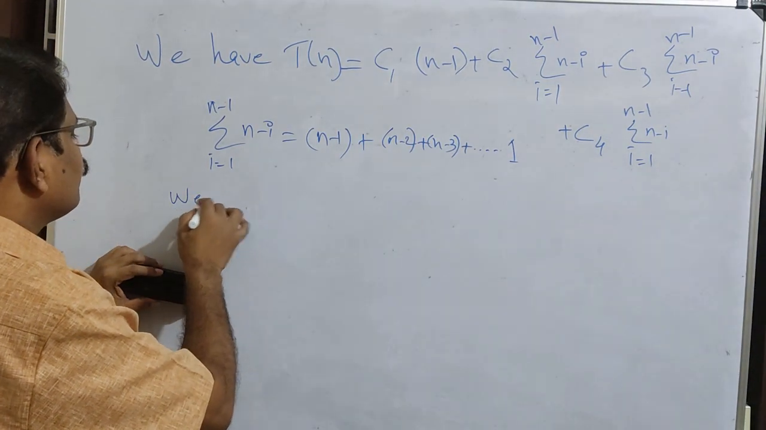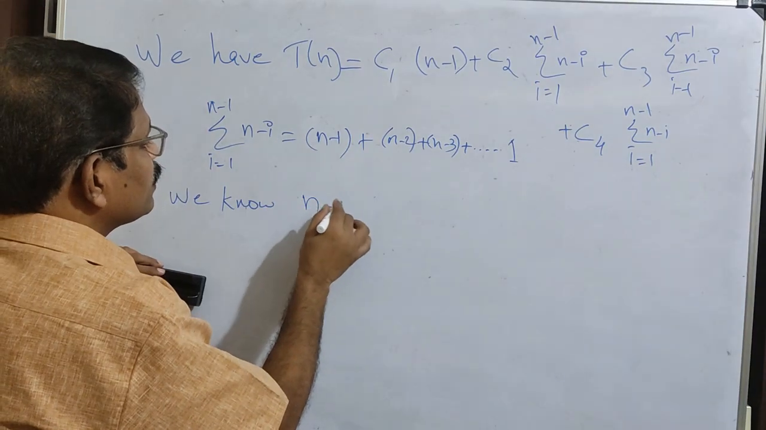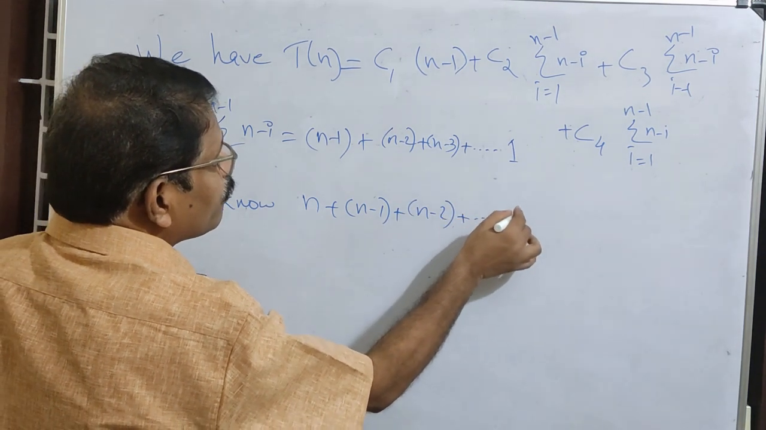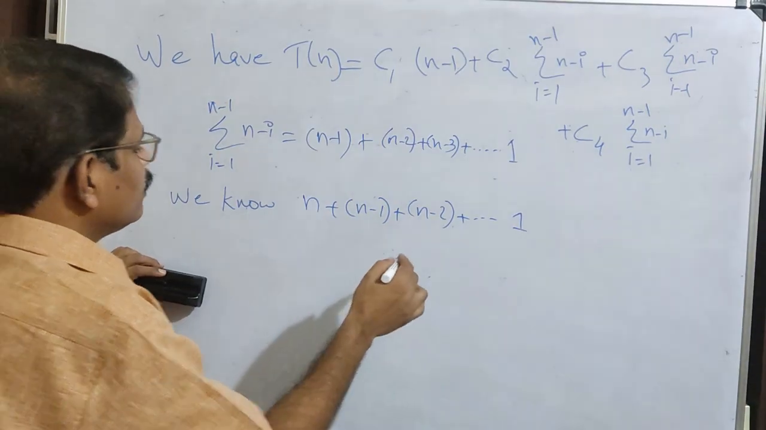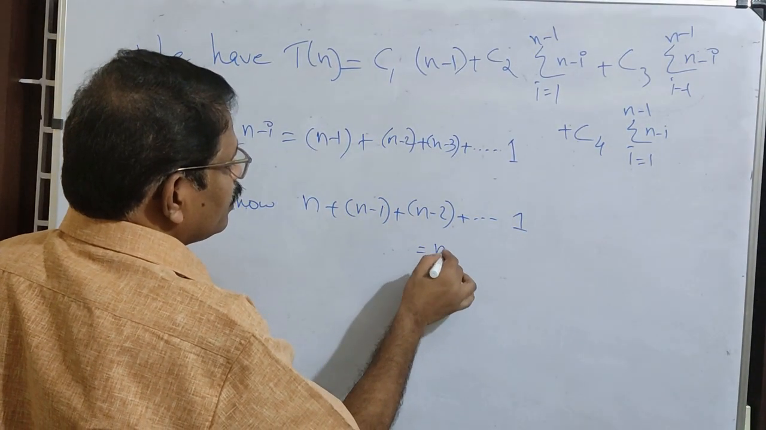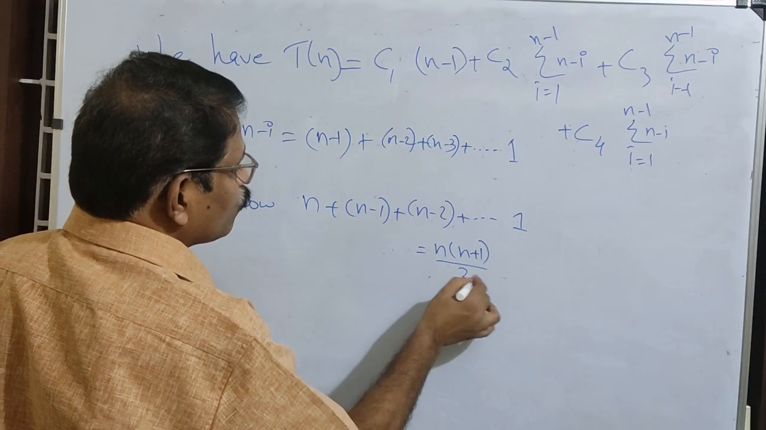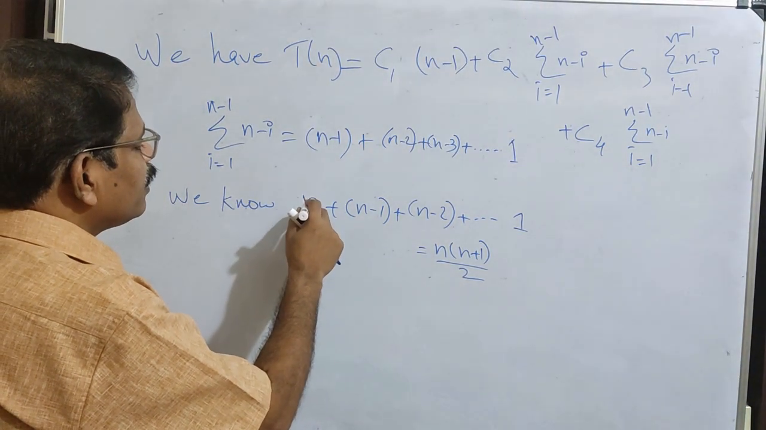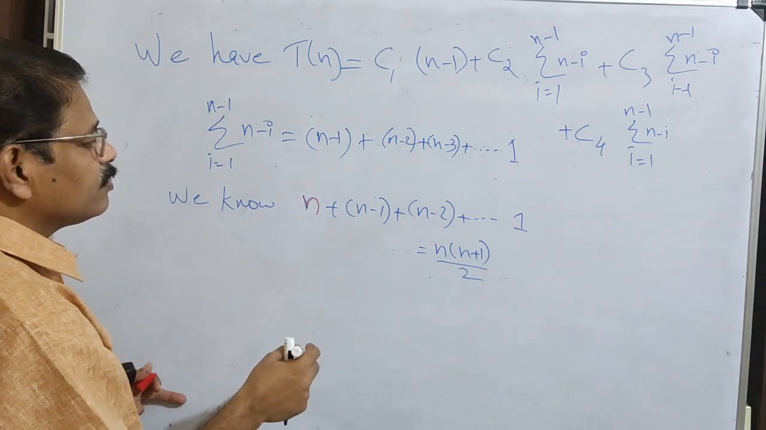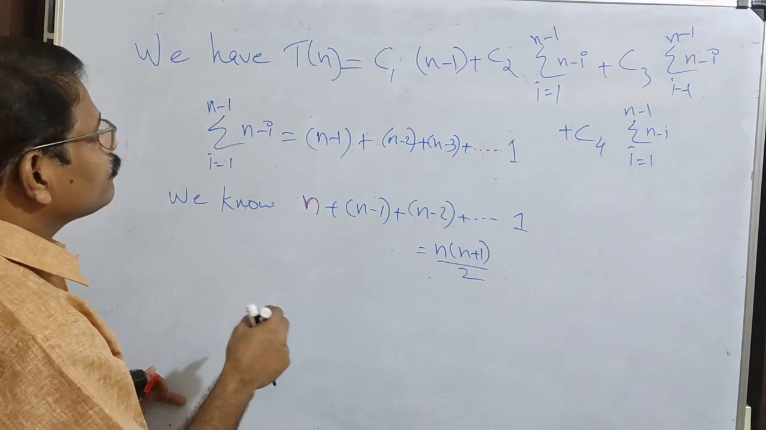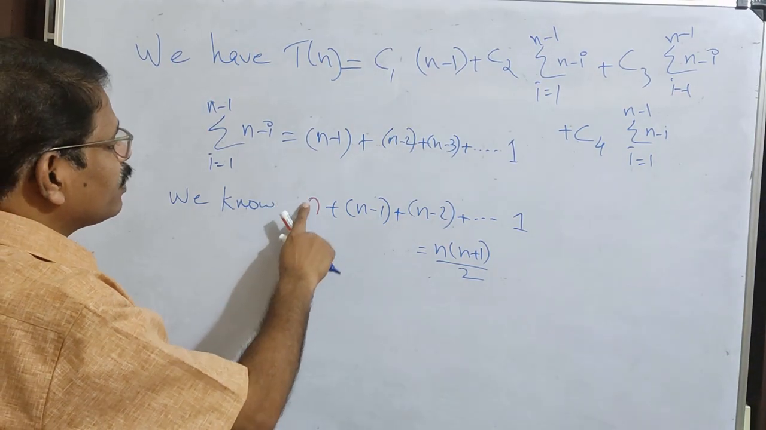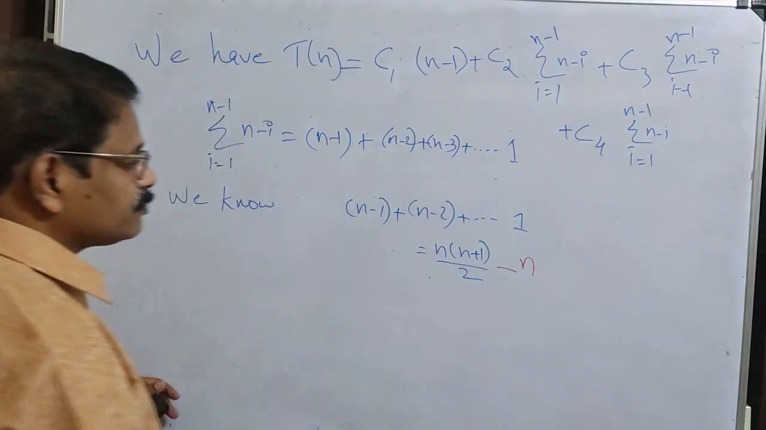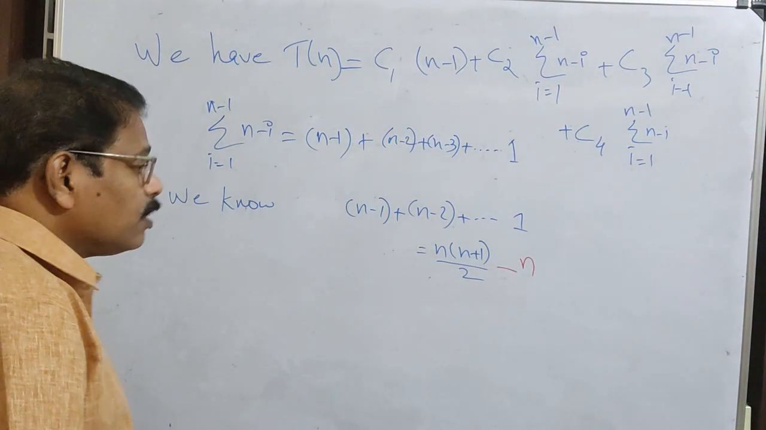We know n plus n minus 1 plus n minus 2 plus up to 1, that is 1 plus 2 plus 3 plus up to n, is equal to n into n plus 1 by 2. Here this n is missing, it is up to n minus 1. So this will be up to n minus 1, it will be minus n.